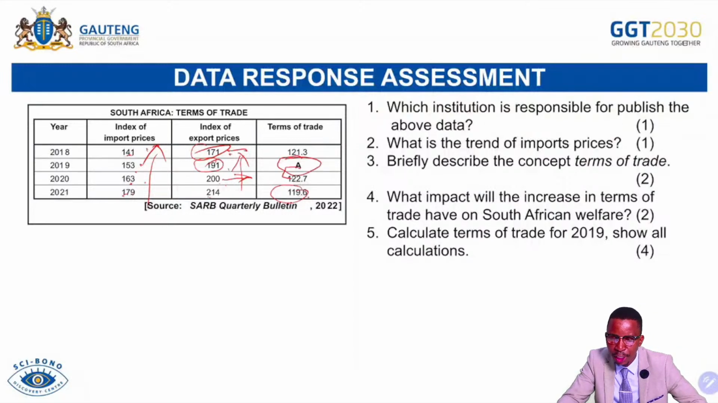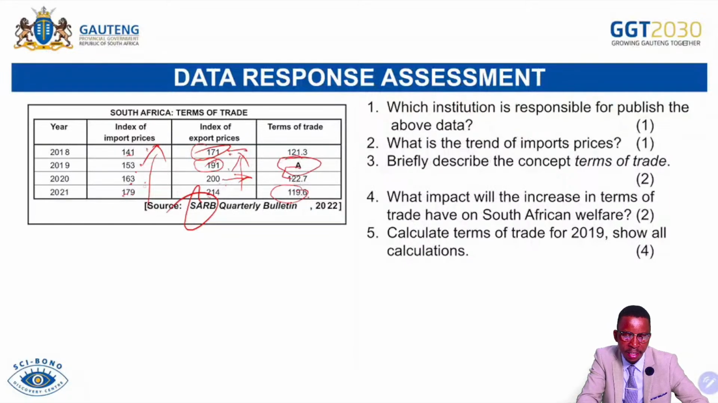So which institution provides the information? SARB. What is the trend of import prices? There is an increasing trend, by the way. You can see they've been increasing. And then briefly describe the terms of trade, the index of import to the index of export prices. What impact will the increase in terms of trade have on South African welfare? Whenever terms of trade are increasing, there will be a welfare gain, because that will lead to more inflow of foreign currencies and then more national income and economic growth. There will be more jobs being created in the South African economy, which will increase income for the people. There will be a welfare gain.